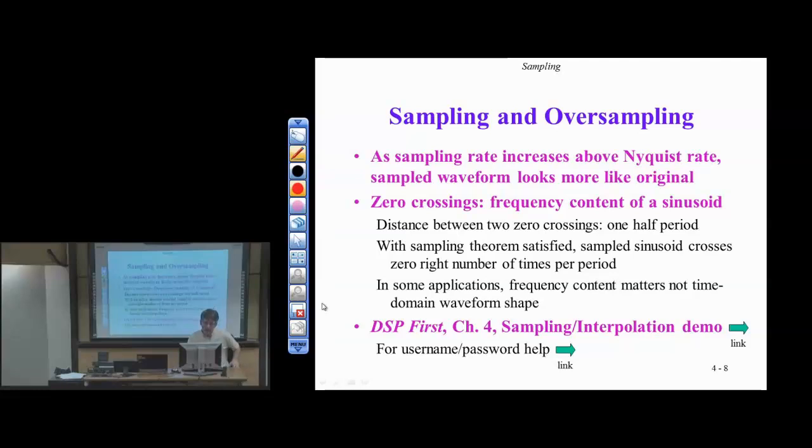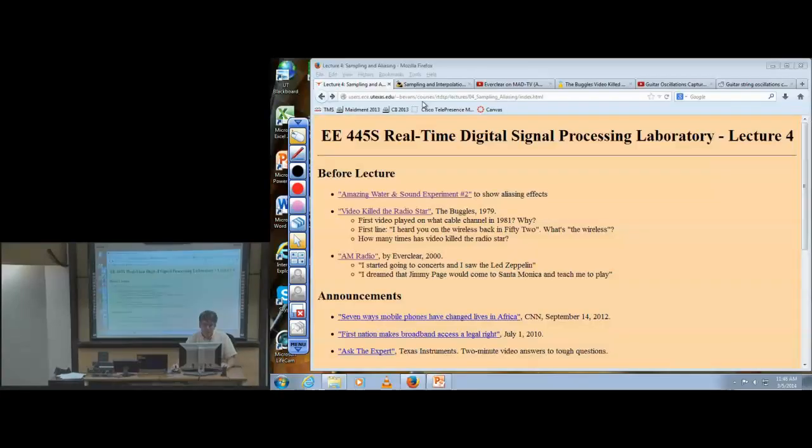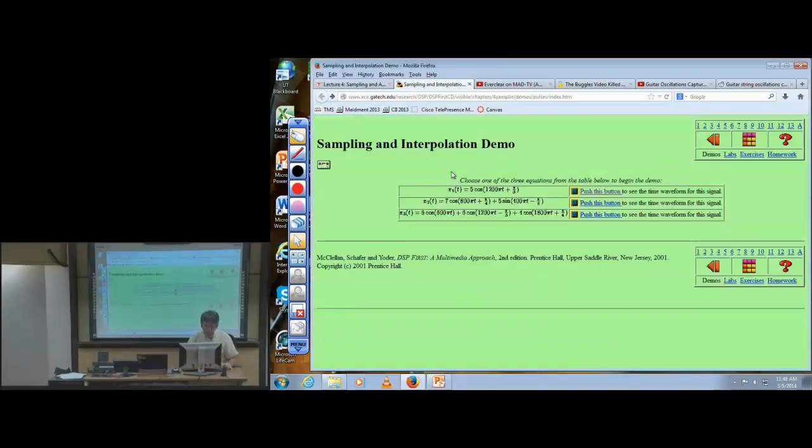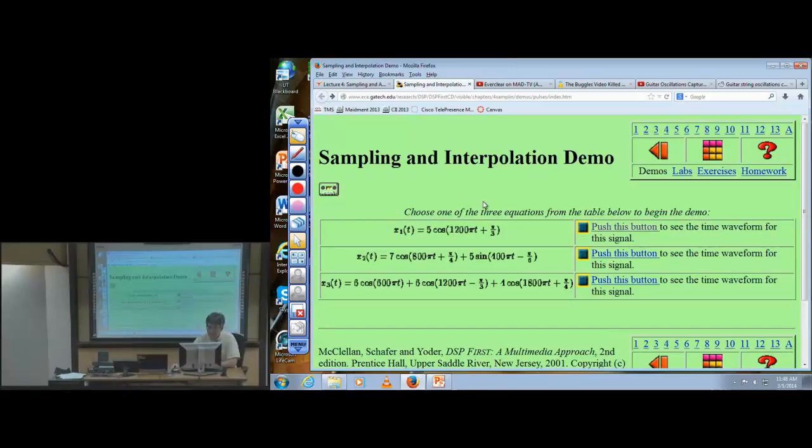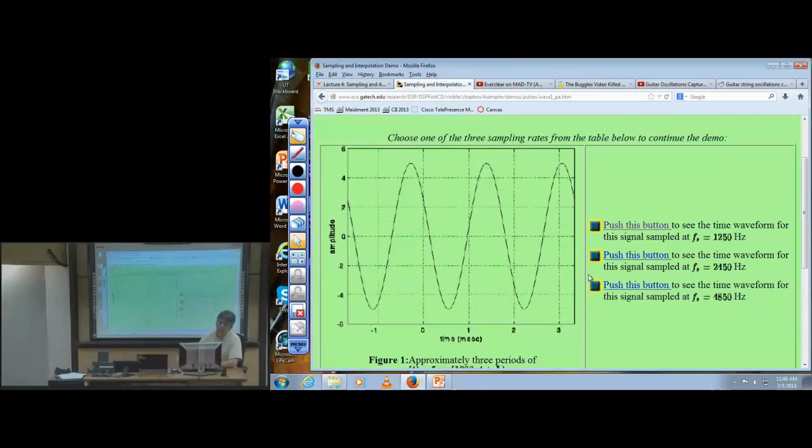Quickly, let's do a demo here of sampling in action with a sinusoid. This is from DSP First. So we'll start with a cosine at 600 hertz. We'll just do the one signal, and there's a phase shift of pi over 3. Doesn't matter much here. So it's 600 hertz, or 1200 pi radians per second. It's a sinusoid, a cosine, whatever. Cosine with a phase shift of pi over 3.